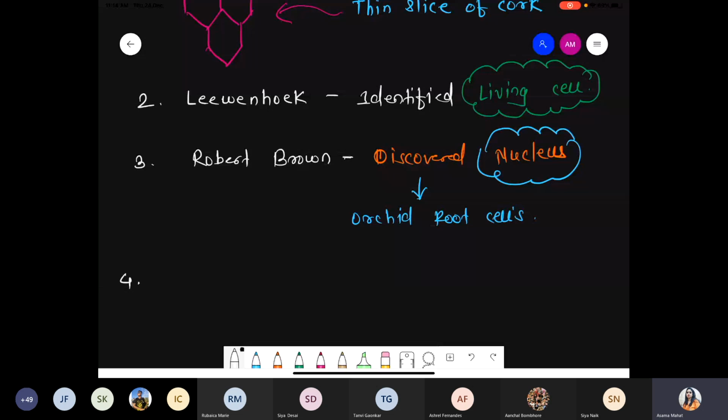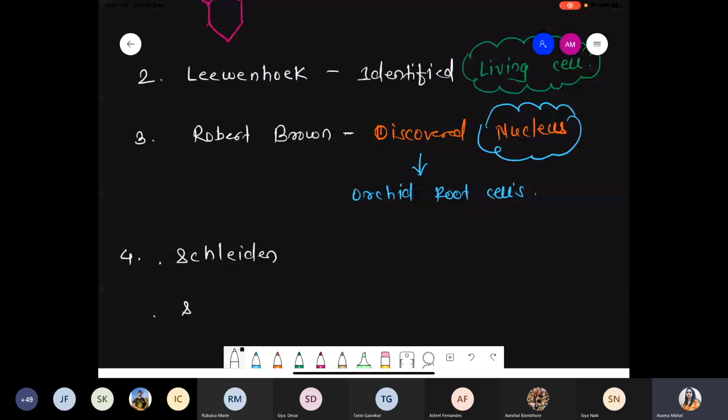Okay, now next one, two scientists. One scientist Schleiden and the other Schwann. Both are friends. Schleiden was basically a botanist and Schwann was basically a zoologist. So both gave contributions. First of all, we are talking about Schleiden. Schleiden explained that all plant cells are made up of one or more than one cell. That is also true, because you know very well, unicellular organisms are also present, like algae, and multicellular organisms also present, like bryo, pterido, gymno, angio.